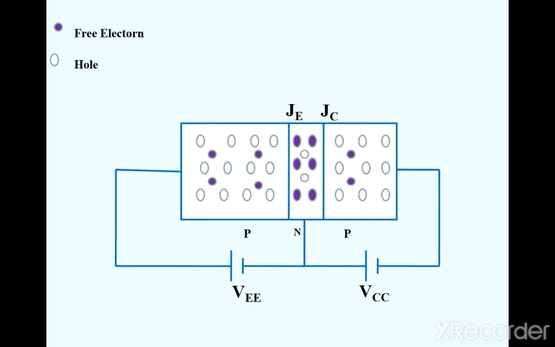Here the dots indicate the free electrons and the circles indicate the holes. See, like this we are connecting. So emitter and base are forward biased, and base and collector are reverse biased. We are giving the supply voltage VEE between emitter and base, and we are connecting supply VCC between base and collector.